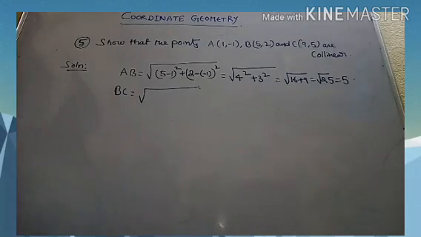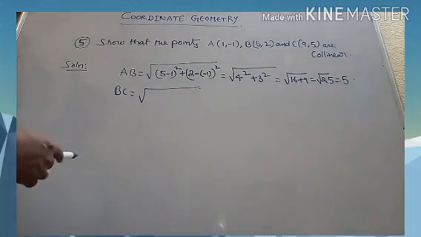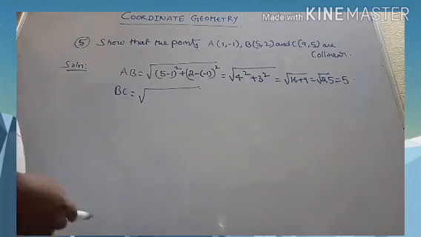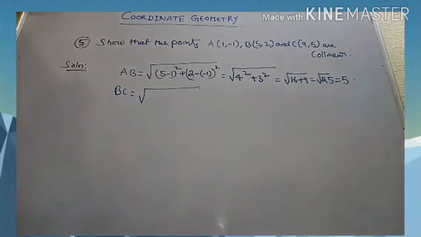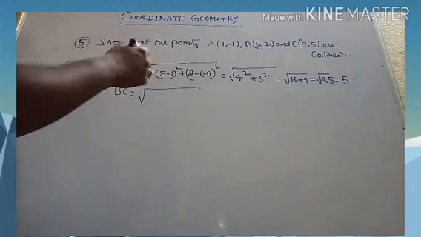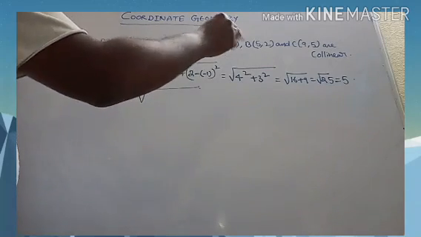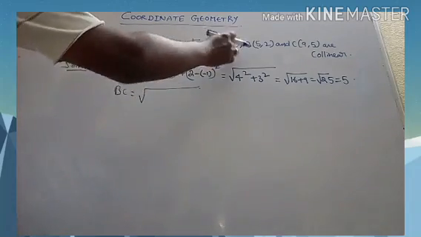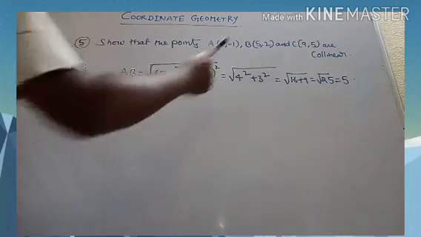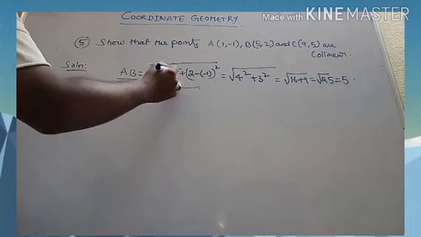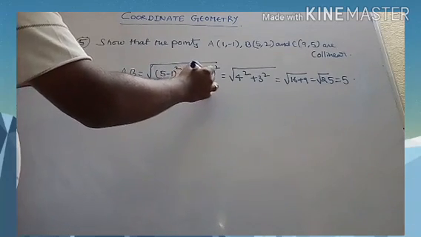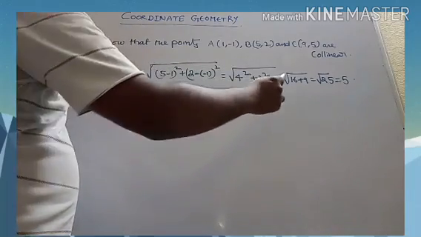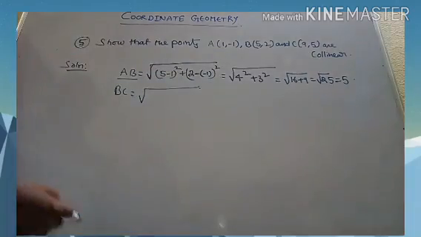Now we have one more problem: show that the points A (1, minus 1), B (5, 2) and C (9, 5) are collinear. You need to prove that they are collinear. For that, as I told you, let us find AB, BC, CA. Let us find AB first. AB is the square root of, taking A as x1, y1 and B as x2, y2, x2 minus x1 whole square, that is 5 minus 1 whole square, plus 2 minus of minus 1 whole square, that is square root of 4 square plus 3 square, that is root 25, that equals 5.